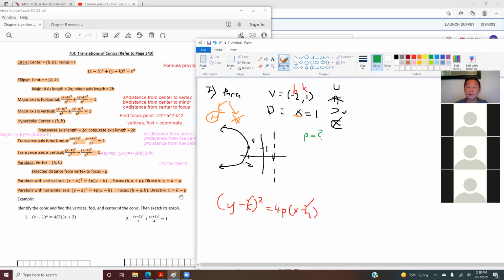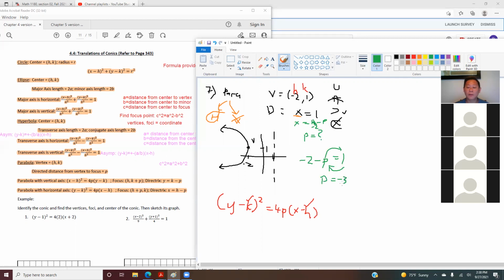We can use a directrix. Directrix says what? x equals h minus P, right? Do we know h? h in this case is -2. So we can make the directrix the same. In this case, -2 minus P equals 1, because you told me the directrix is x equals 1. So we just make this equal to 1 and solve for P. You move this over here, you move that over here. What is P in this case?